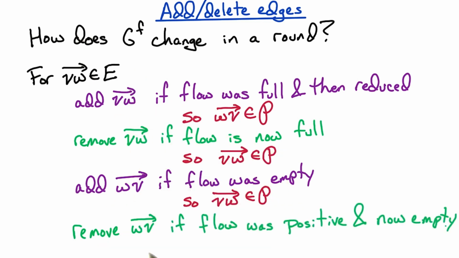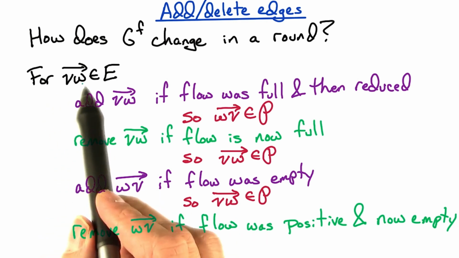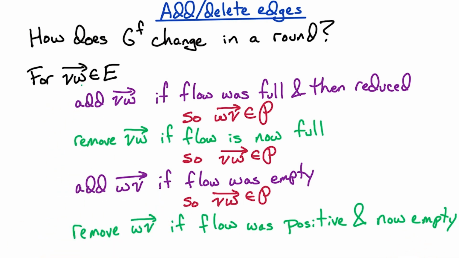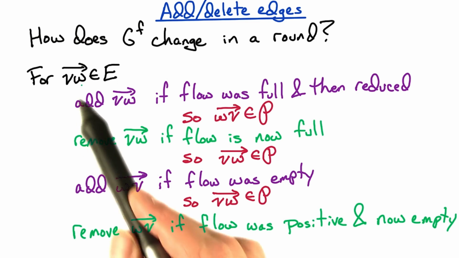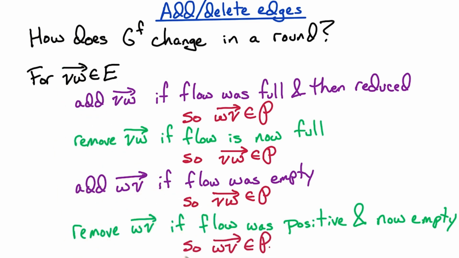Now in order to remove this back edge from the residual network, there must have been some flow along the forward edge, and then the flow is now empty. So we must have decreased the flow along this forward edge. To decrease the flow along the forward edge, that means we send flow along the back edge. So the back edge from W to V must be on the augmenting path, called P.